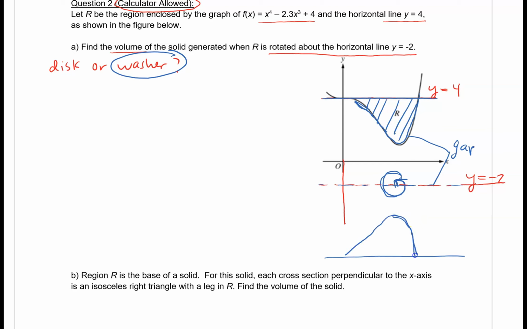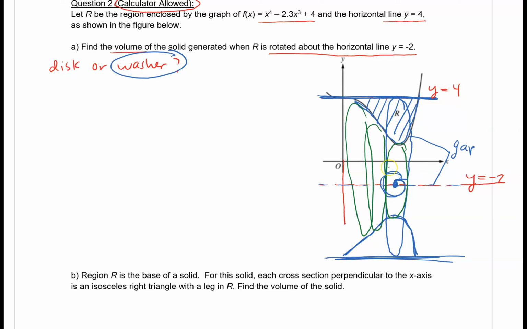Forgive my drawing skills here. Our cross sections are going to be these giant washers that go all the way from the outer edge of the region to the axis of revolution. And you're going to see they have this large gap in the middle as well. In fact, the gap gets quite large as you move to the outer edges of the region.